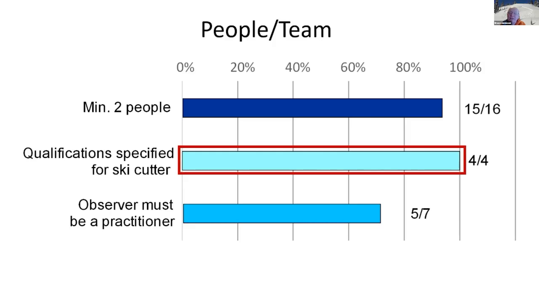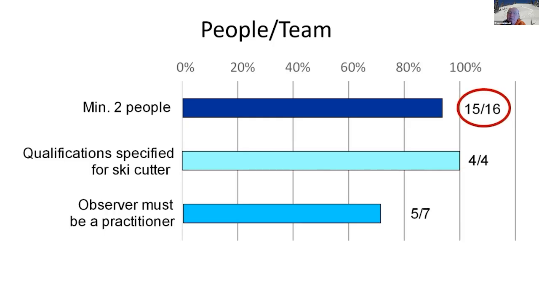So the content of this chart is about the ski cutting team. The procedures from 16 operations allowed us to determine the minimum team size. 15 of 16 specified a minimum 2, that is a ski cutter and an observer. Since there were 47 operations in the study, we did not learn the minimum team size for 31 operations. This could be because it was stated elsewhere in the operating procedures or missed by our survey methods.